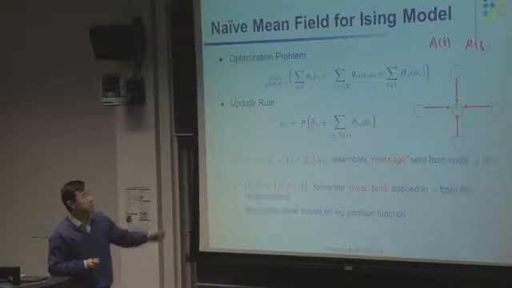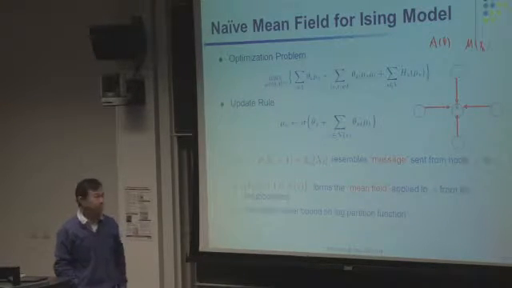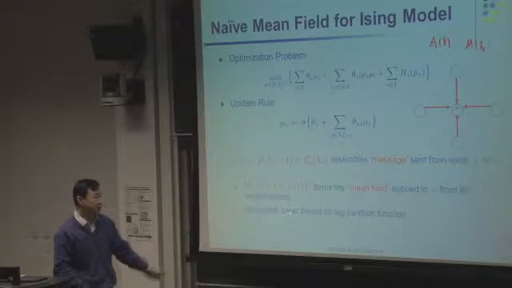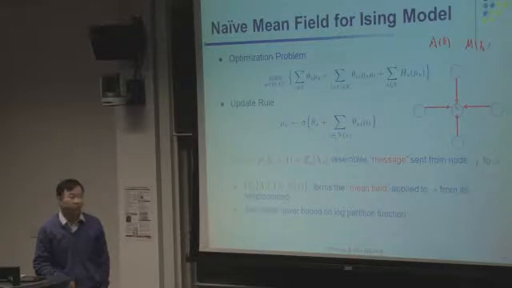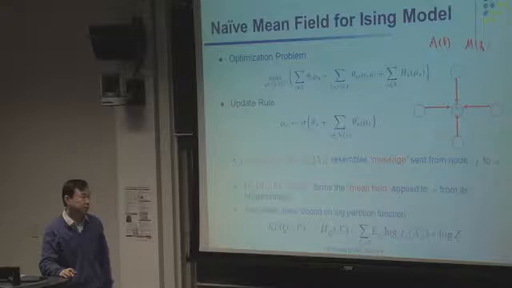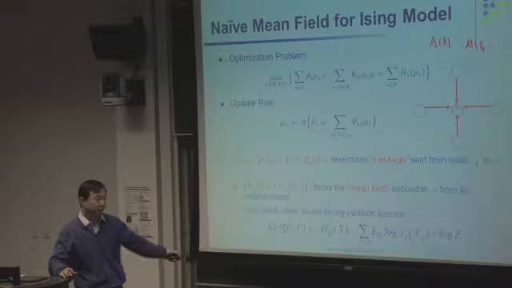And this loss function also has some nice property. For example, it is giving you the lower bound of the log partition function. And it can be simply derived from here, right?